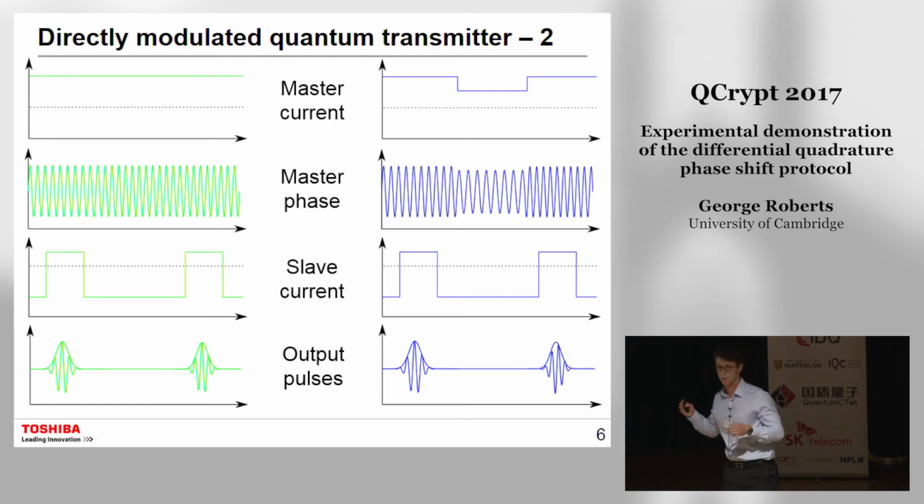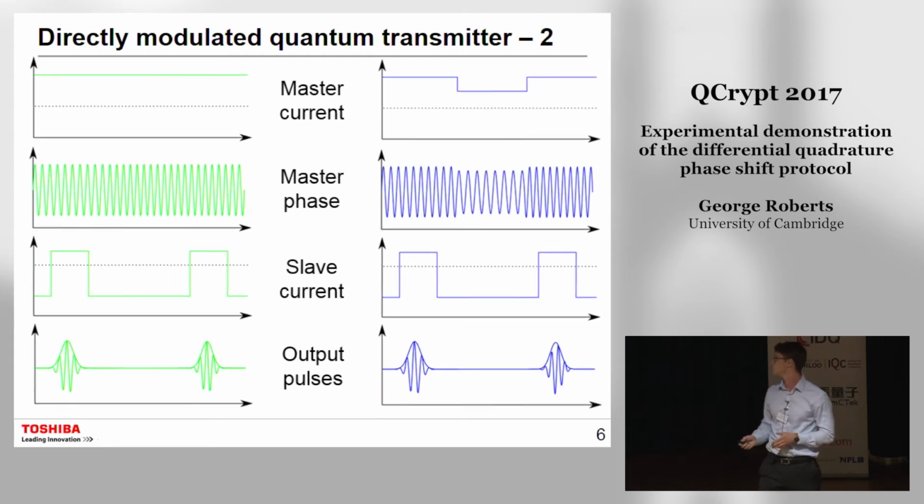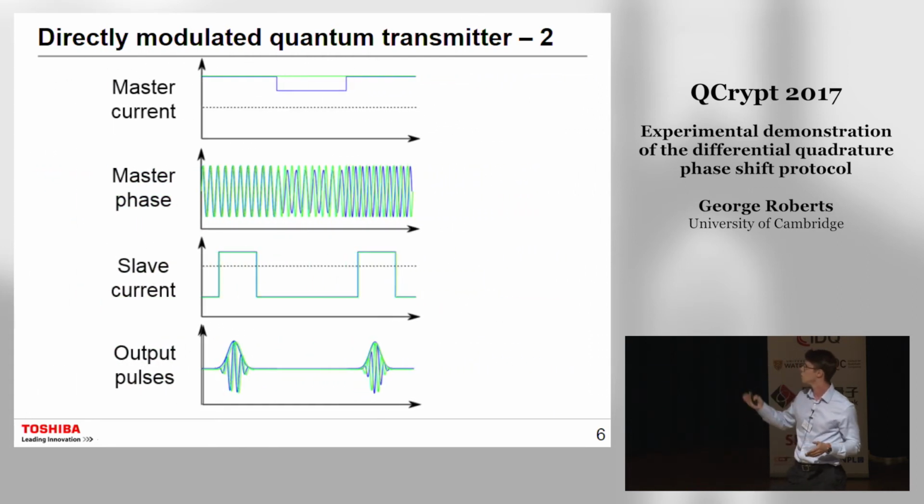On the right, however, we apply a master current modulation. This changes the phase evolution of the master laser, as you can see in the second bit there. Now, these two slave laser pulses that are on either side of the master laser modulation are going to inherit a different phase. So if we overlap them now, we've applied a modulation to the phase of the output pulses without affecting the frequency or intensity.